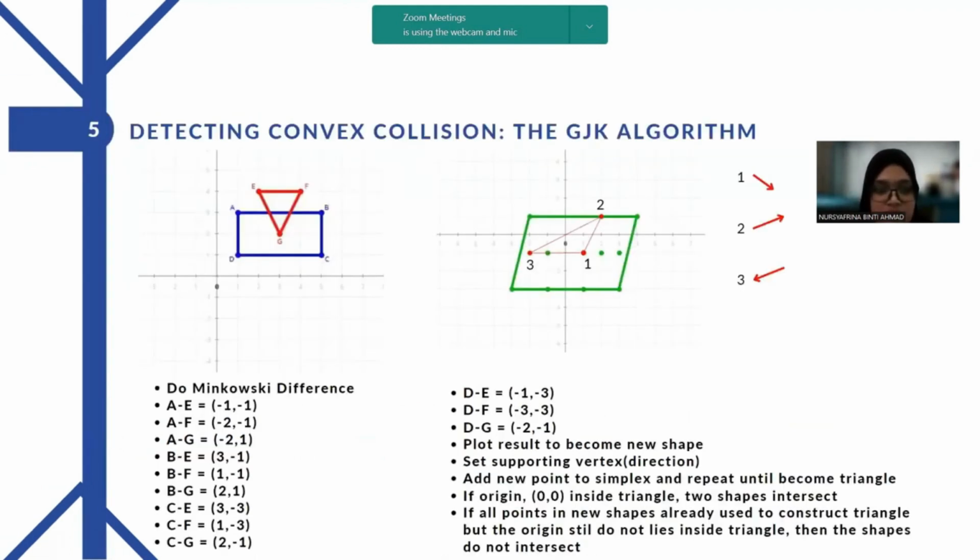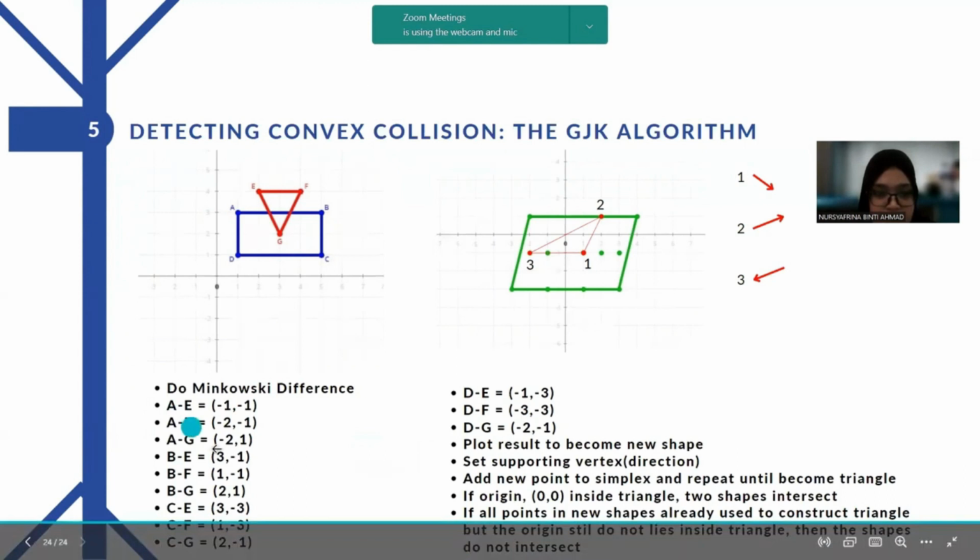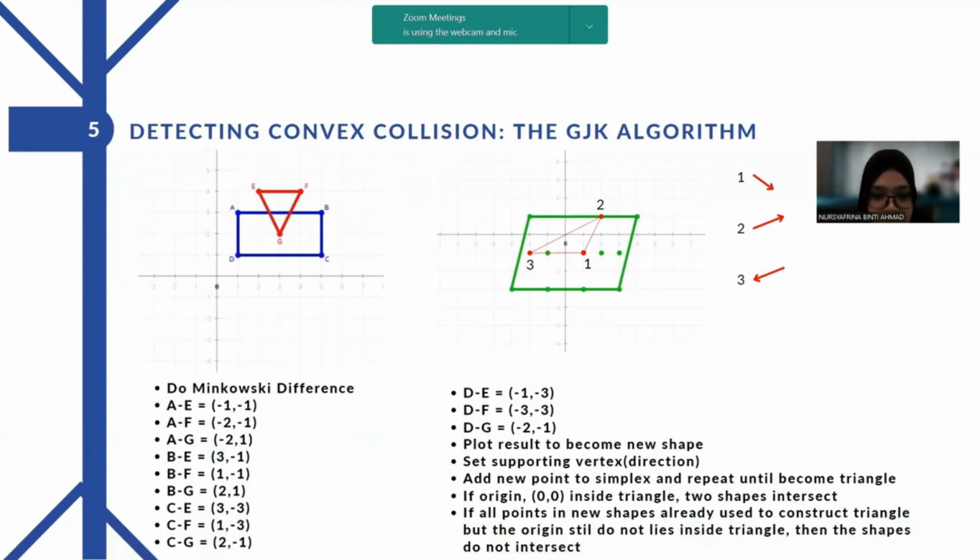The last way is by using the GJK algorithm. So the first step is you need to do the Minkowski difference. So all points in the first shape must be subtracted with all points in the second shape. So this is the calculation. Then plot the result. Then you need to set a supporting vertex for any direction. So you need to put the supporting vertex at the origin and see which point lies in the vertex. Then you need to repeat the step until you form the triangle. If the origin lies inside the triangle, then the two shapes intersect with each other. But if it does not lie, you need to repeat the step to test all points. But if the origin still does not lie inside the triangle, it means that the shapes do not intersect with each other.